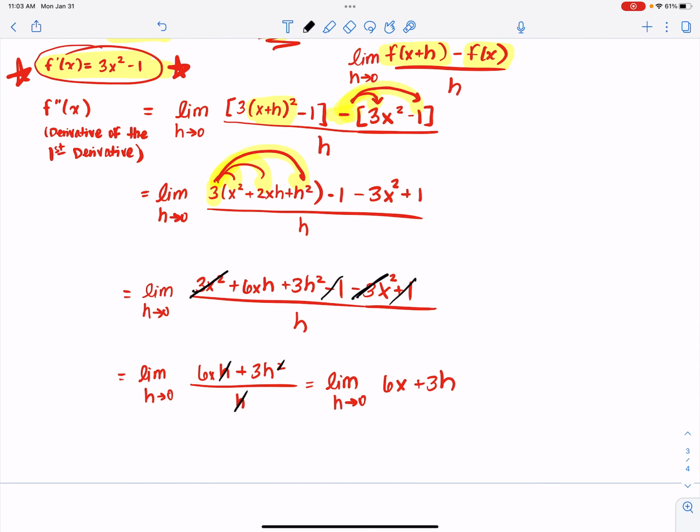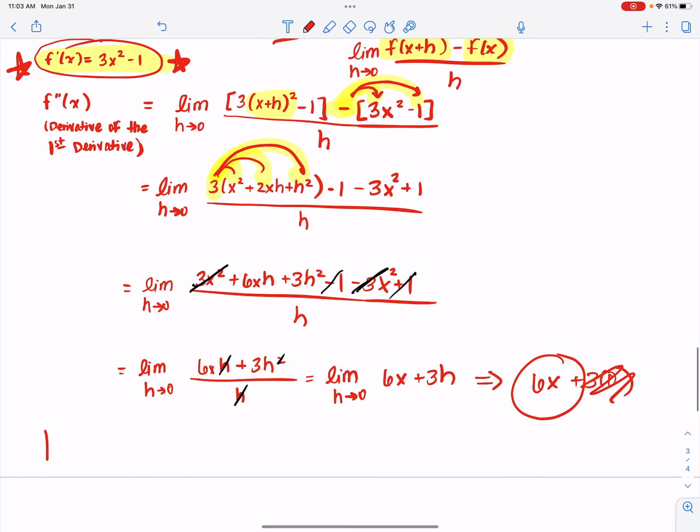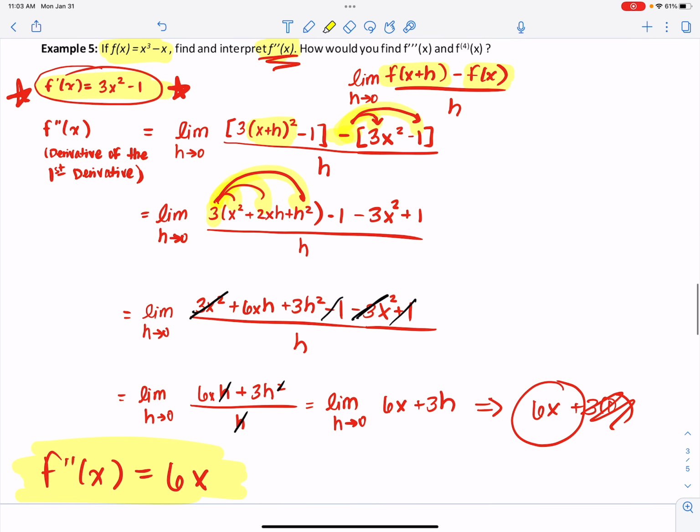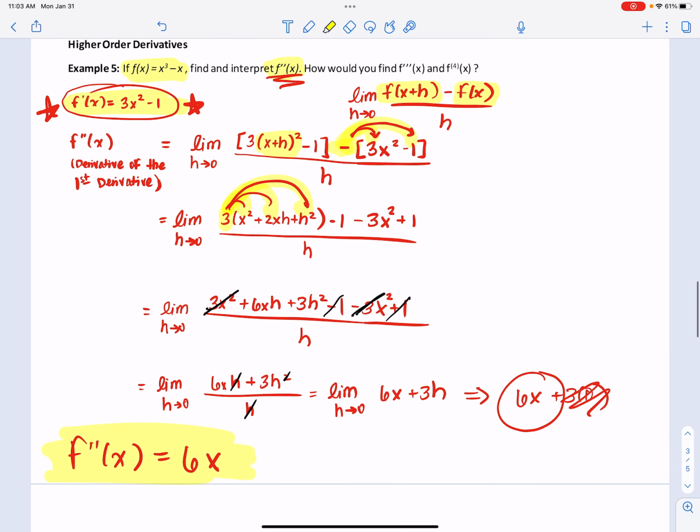So once I plug in 0 for h, I'll just be left with 6x plus 3 times 0, because that goes away. So just 6x. So what does that mean? That means that my second derivative, f double prime of x, is just 6x. Okay, that's what that means. So I can pick any x value that I wanted on this graph and find the second derivative by plugging in that x value. It's like a universal derivative. Okay. All right.